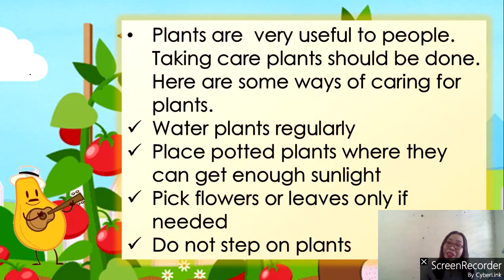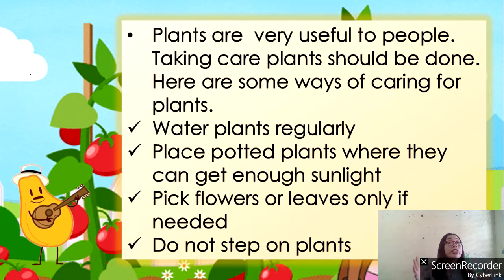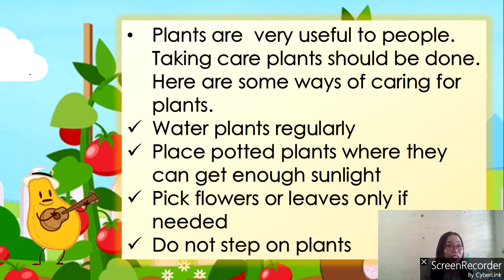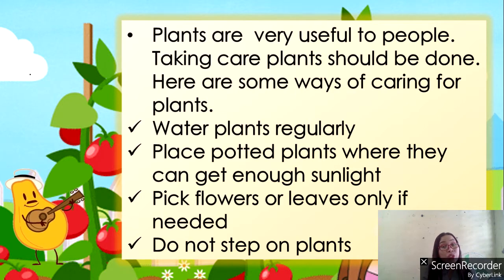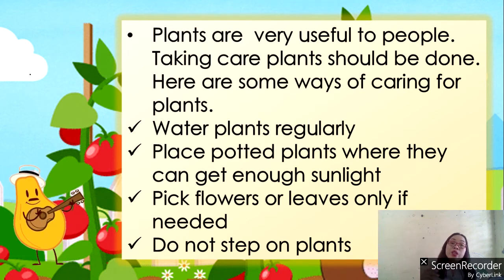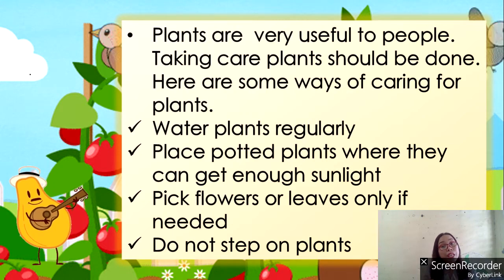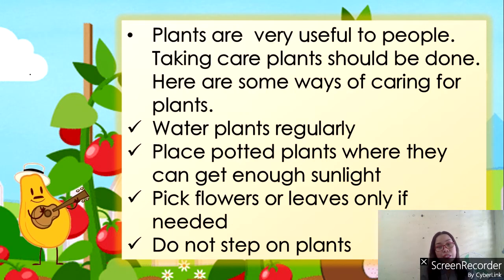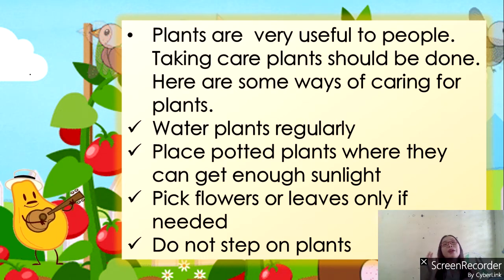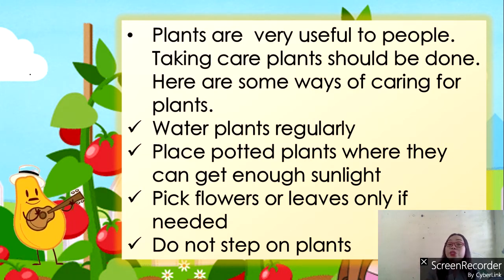So plants are very useful to people. Taking care of plants should be done. So here are some ways of caring for plants. First, water plants regularly. Yes, plants need water. Just like what I said a while ago, plants absorb nutrients and water from the soil. So therefore, you need to water your plants daily. Place potted plants where they can get enough sunlight. If you have some potted plants at home, you should put them where they can get enough sunlight.